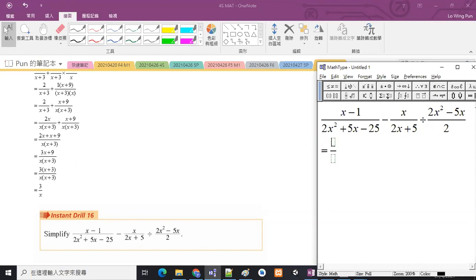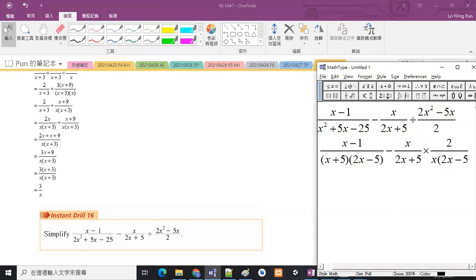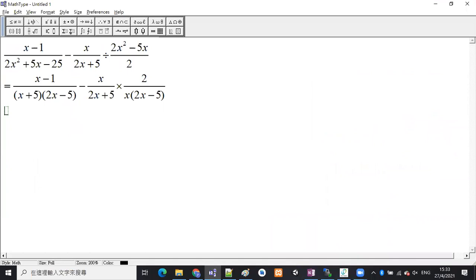Okay, so x minus 1, nothing to be factorized, and then 2x squared plus 5x minus 25. You may use the Formula 1 or cross method to help you. So let me see. It should be like this. Am I correct? Yes. Okay. And then it should be minus x over 2x plus 5. And then the divided by fraction means multiplied by the reciprocal of the fraction. And then I take out the x here, 2x minus 5. And get this? And then do the multiplication first.